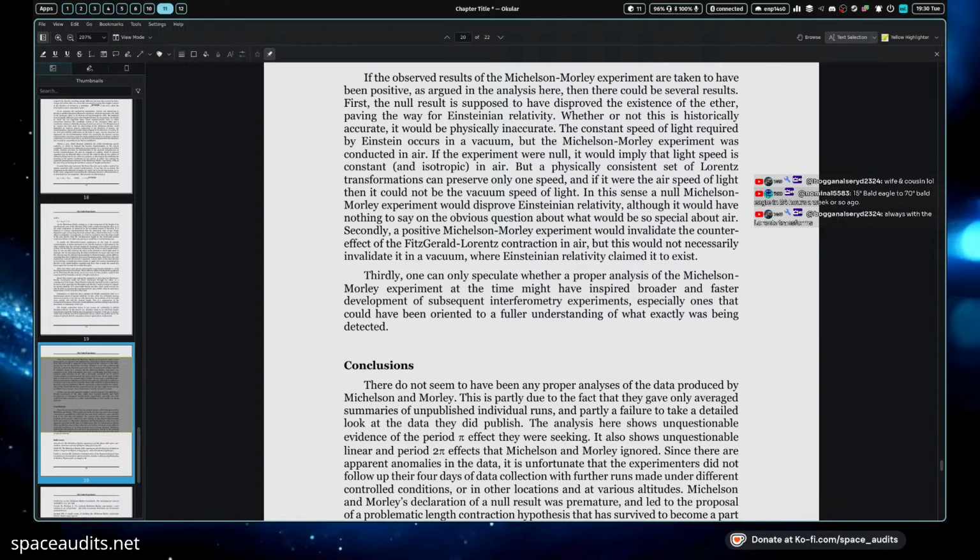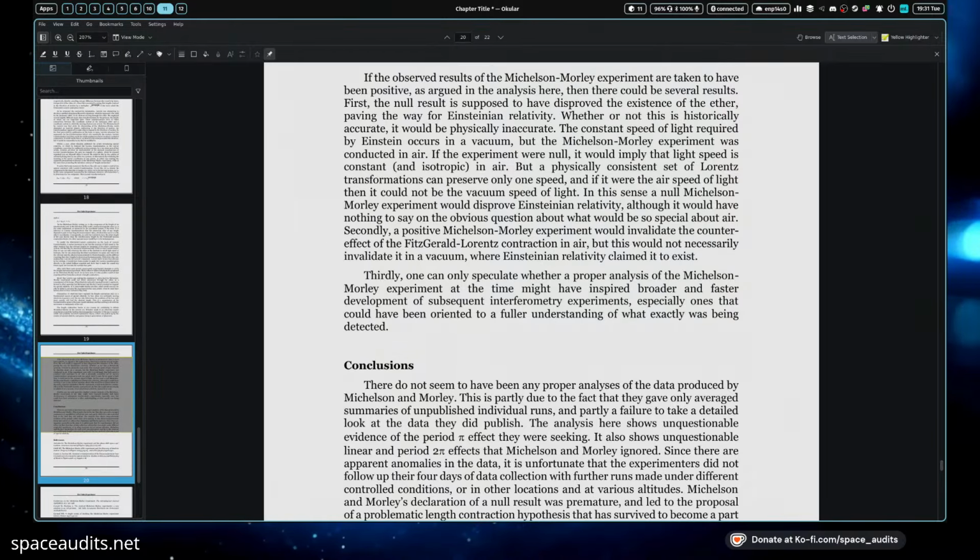First, the null result is supposed to have disproved the existence of the ether, paving the way for the Einsteinian relativity. Whether or not this is historically accurate, it would be physically inaccurate. The constant speed of light required by Einstein occurs in a vacuum, but the Michelson-Morley experiment was conducted in air. If the experiment were null, it would imply that light speed is constant and isotropic in air. But a physically consistent set of Lorentz transformations can preserve only one speed. And if it were the air speed of light, then it could not be the vacuum speed of light. In this sense, a null experiment would disprove Einsteinian relativity, although it would have nothing to say on the obvious question about what would be so special about air.